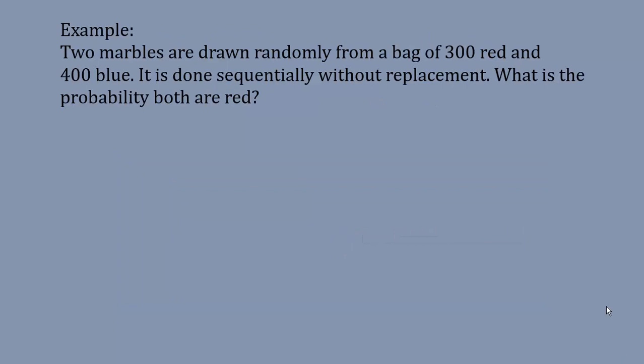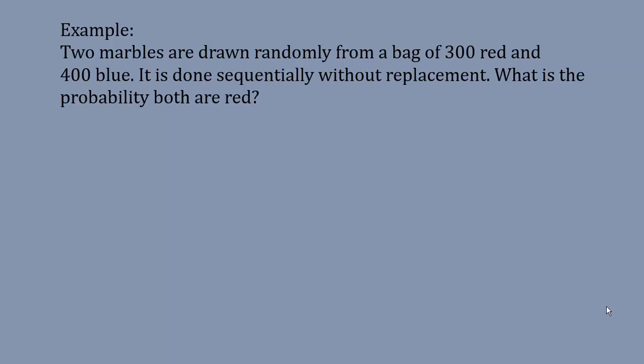Remember, I said we're going to go back to the definition of dependent event. Here we go. But before I do that, let's look at another example. 2 marbles are drawn randomly from a bag of 300 red and 400 blue. It's done sequentially without replacement. So what is the probability both are red?